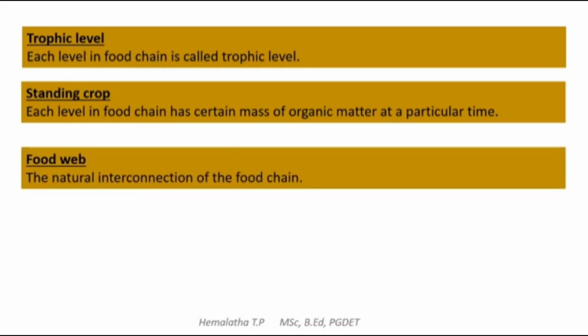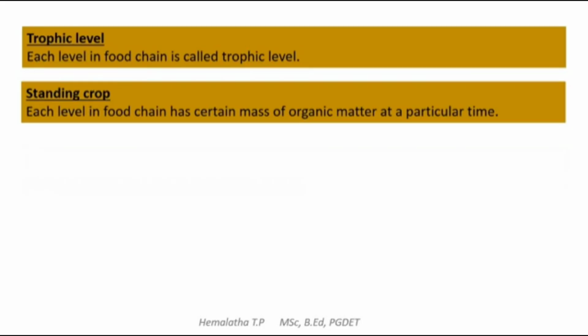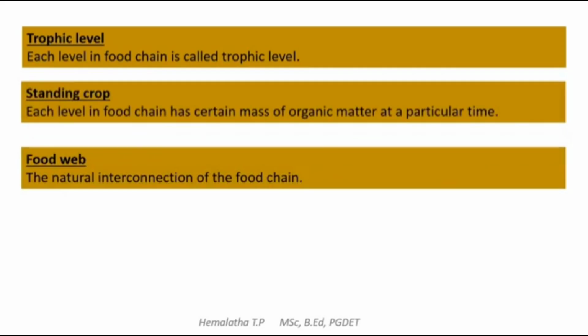Next is food web. The natural interconnection of food chains is called a food web. Sometimes the food chain is not as simple as it was shown in the picture. It may be interconnected with other food chains also. For example, the mouse which was eating the grass can also be eaten by the eagle, or it may also be eaten by the snake. So there is interconnection between food chains. That kind of interconnection is called a food web. That is also present in nature, forming a network, which is called a food web.